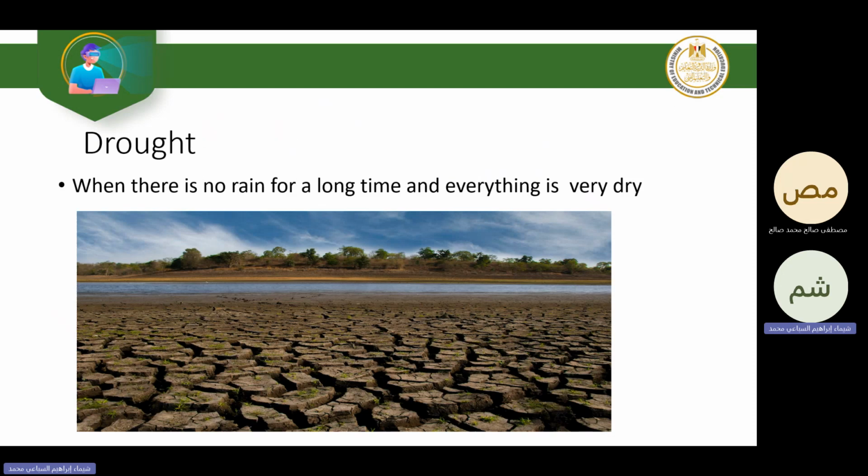The third word is drought. Drought means when there is no rain for a long time and everything is very dry. So again, drought means when there is no rain for a long time and everything is very dry. Like what you see. Can you see the land? The land is very dry in the picture. And this means that it's a drought. There is no rain for a long time.